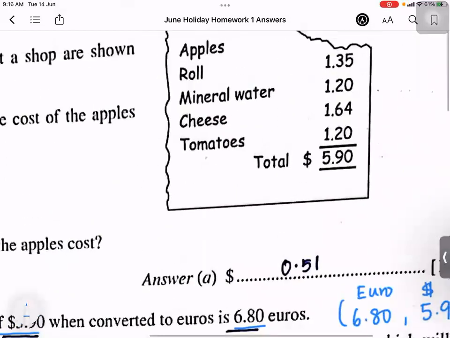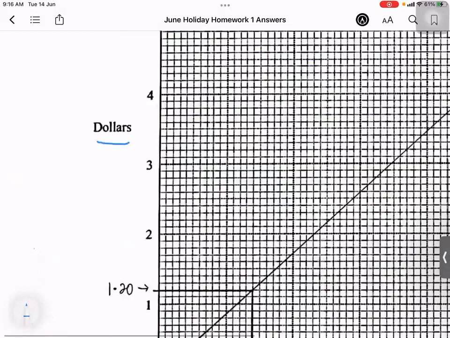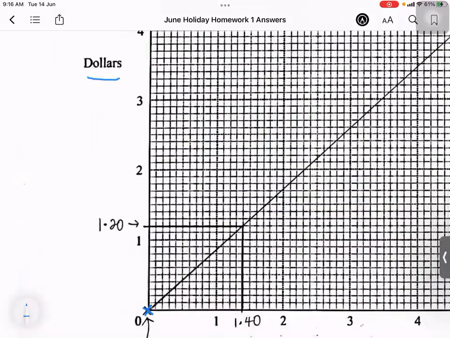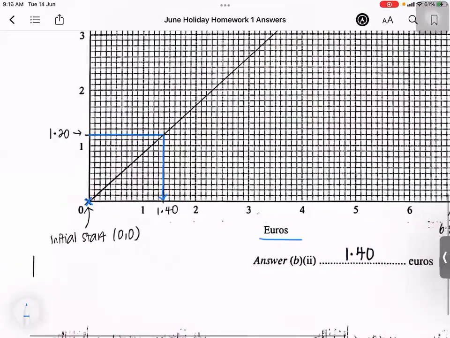So which one is the mineral water? Mineral water, $1.20. That is in dollars. $1.20 over here. So we draw one line across and estimate the value. It may not be exactly that number, but that's the nearest possible value that I can get. So this will be 1.40 euro.